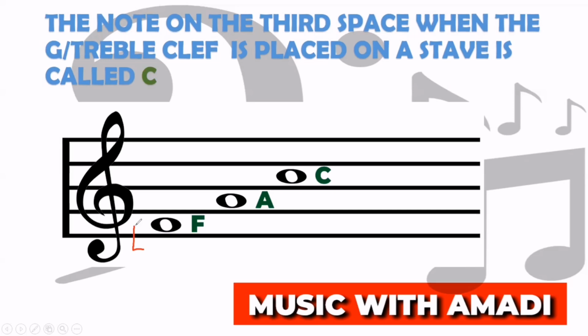Here we have E. Then we have F, E, F. Here we have G, E, F, G, A. Then here will be B, which is E, F, G, A, B.